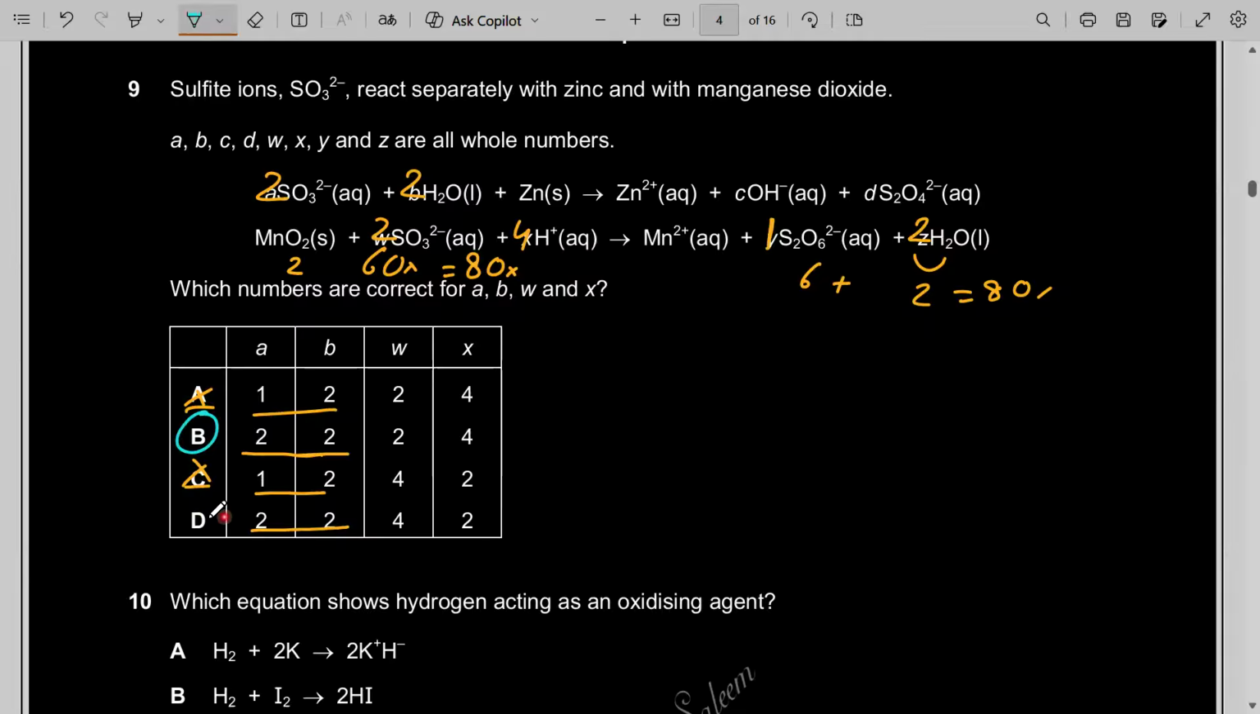And if you try to balance with the D option by exchanging the W and X with 4, 2, you will not get the balanced equation in terms of the number of oxygen atoms. They will be unequal on either side. So that's why B is the correct option over here.